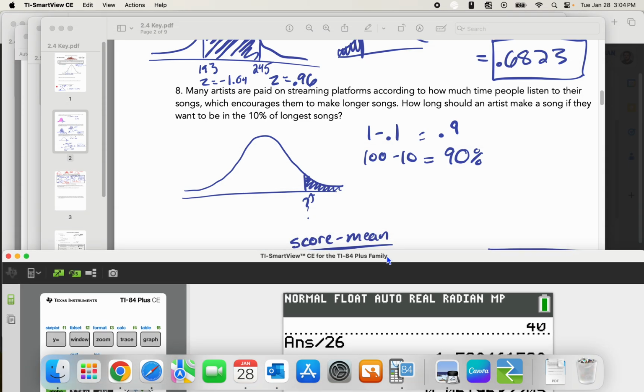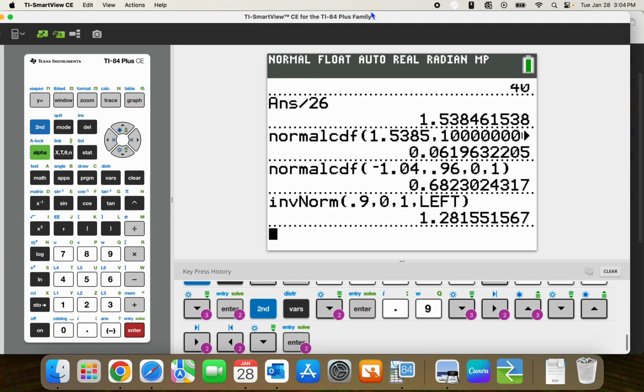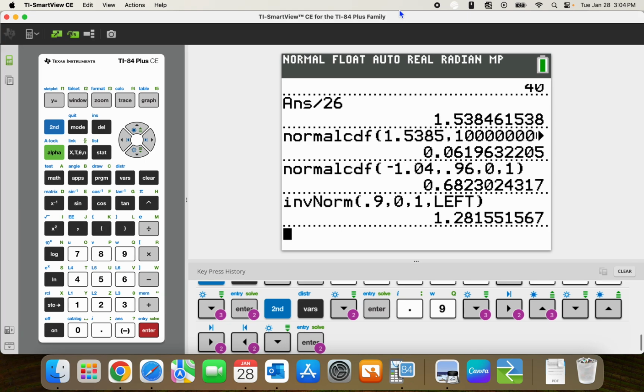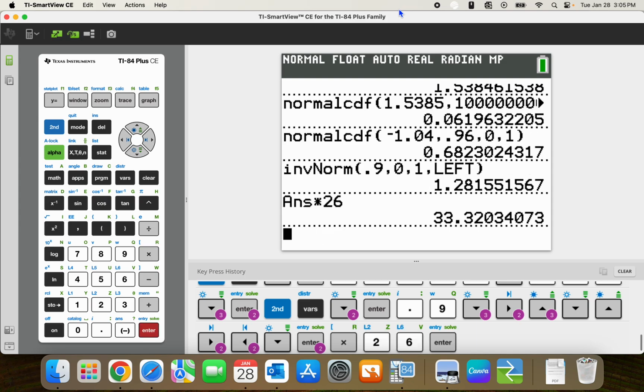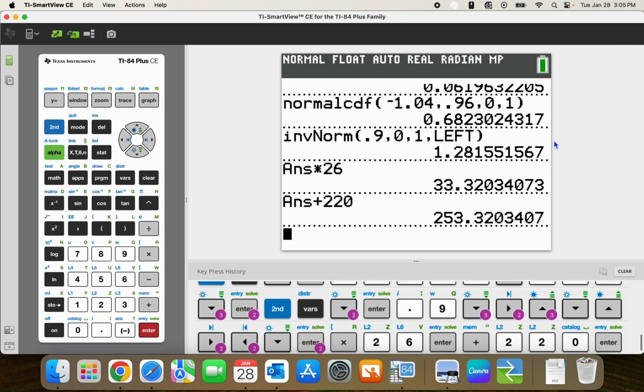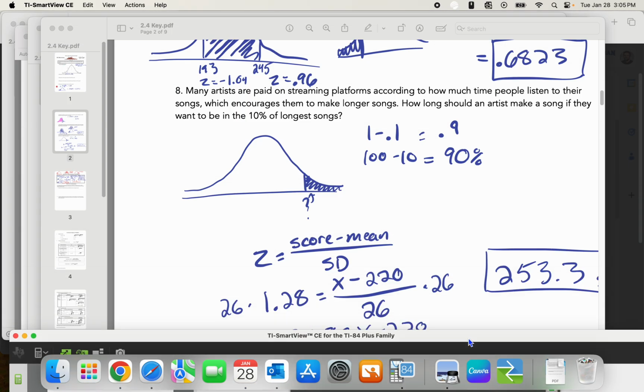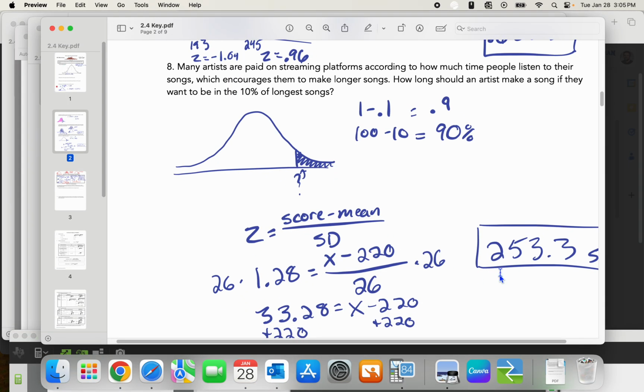So we're going to write down that z-score, about 1.28, and then I'm going to do my z-score formula in reverse. So instead of subtracting the mean, then dividing by the standard deviation, I'm going to multiply by the standard deviation, and then add the mean. So 253.3203 seconds would be the length of the top 10% longest song.